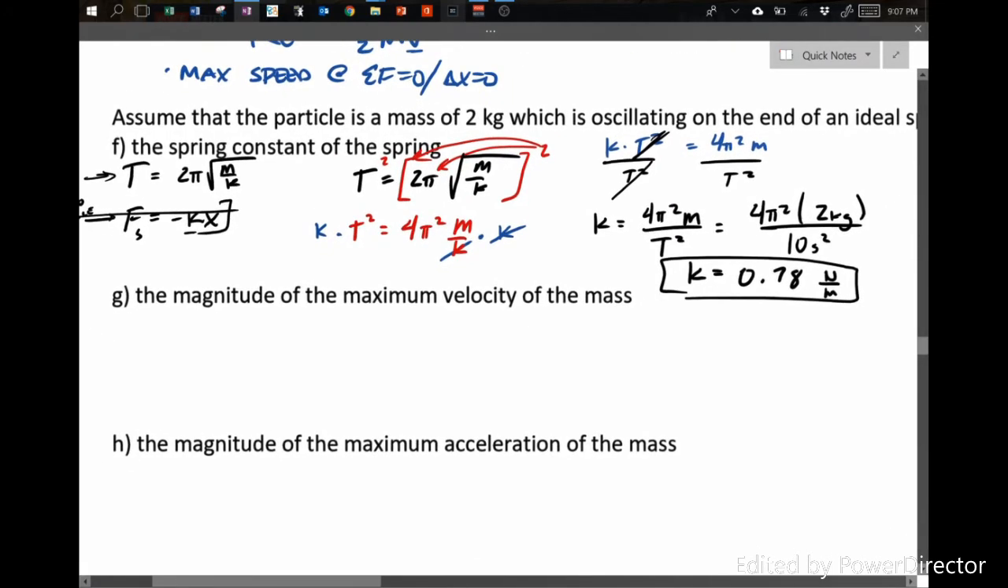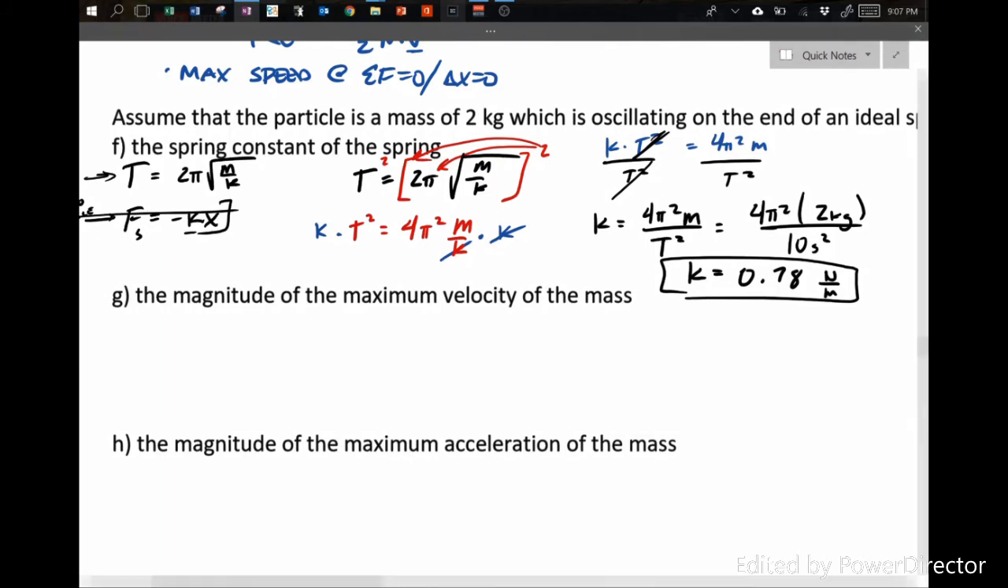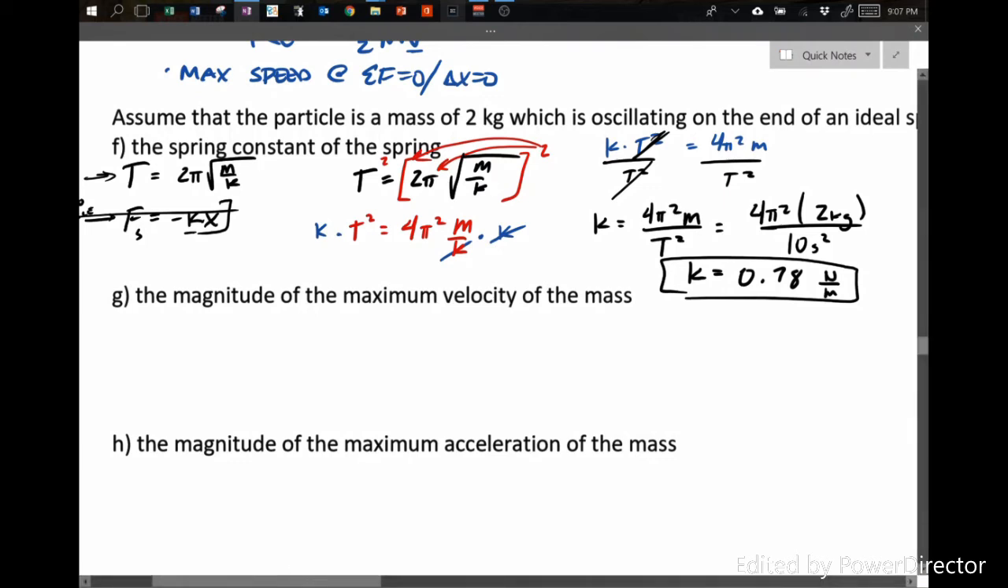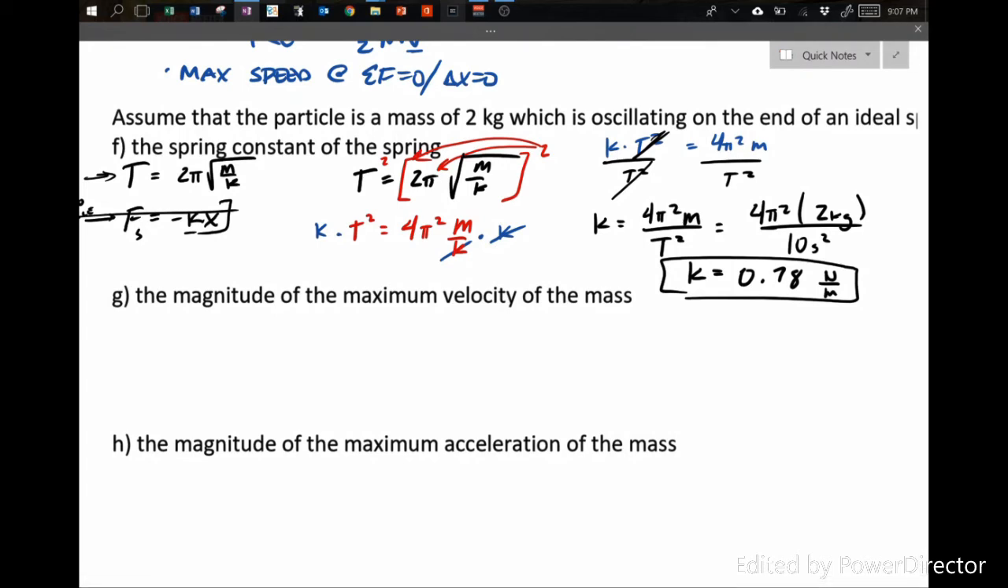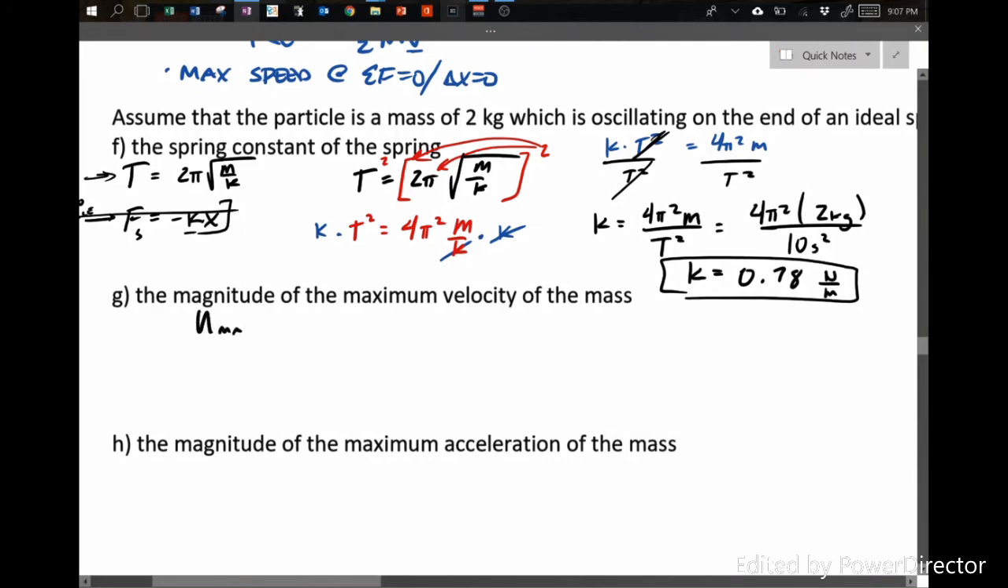Now that I have my spring constant, I can calculate all kinds of things. So, calculate the magnitude of the maximum velocity of the mass. All right, well, I know that maximum velocity happens at maximum kinetic energy. I also know that my energy is conserved here. So that means my maximum potential energy will be equal to my maximum kinetic energy.